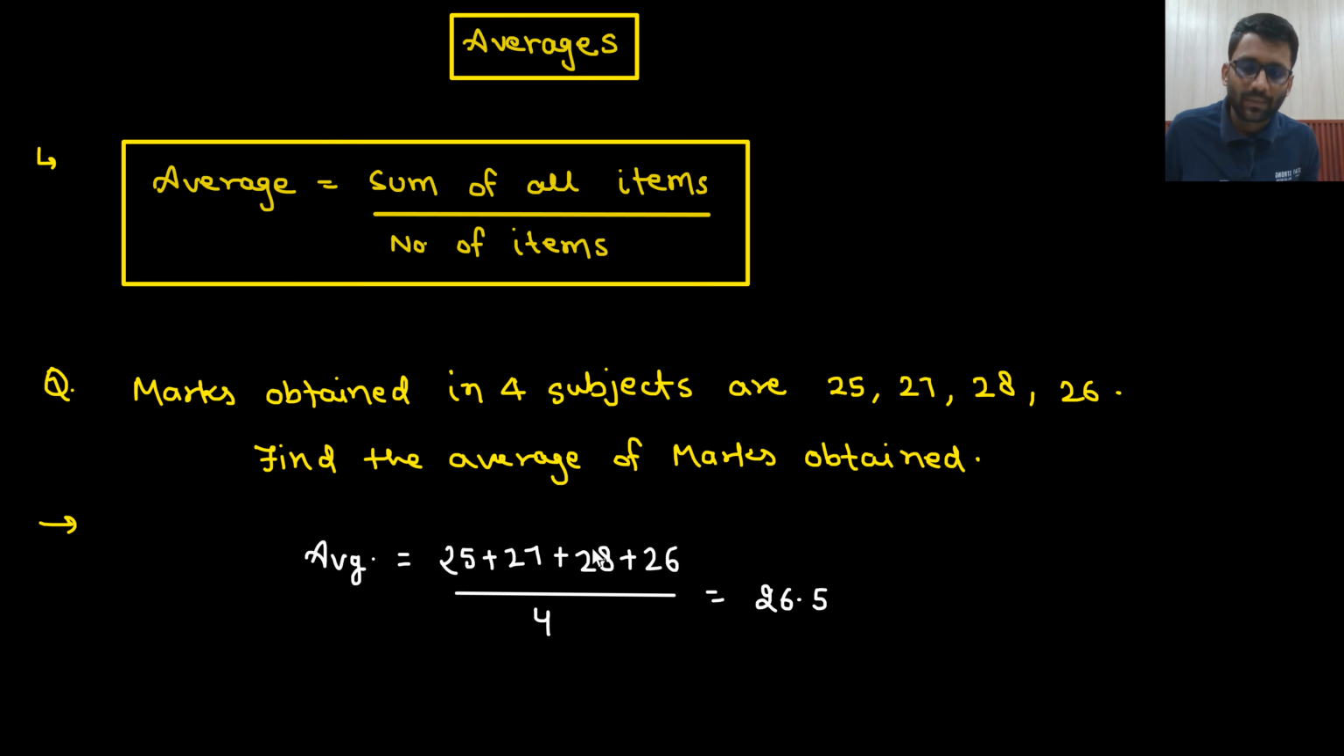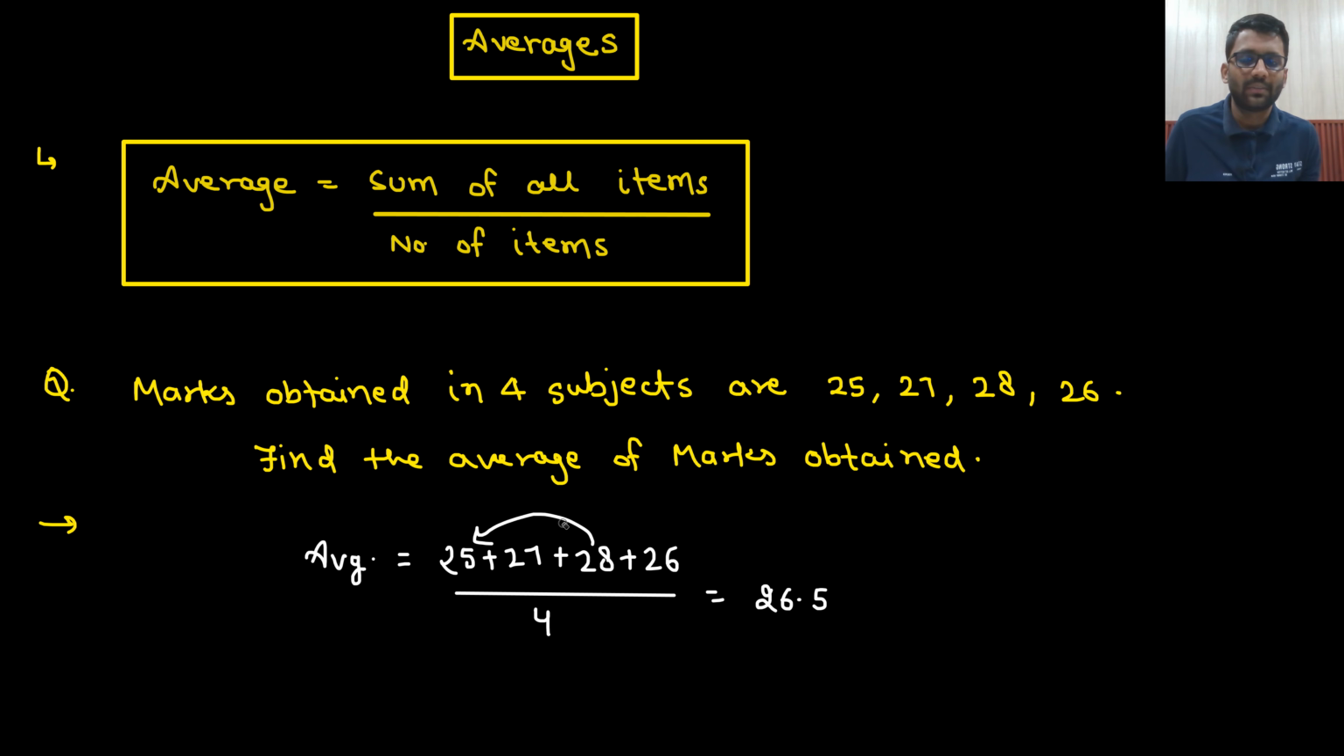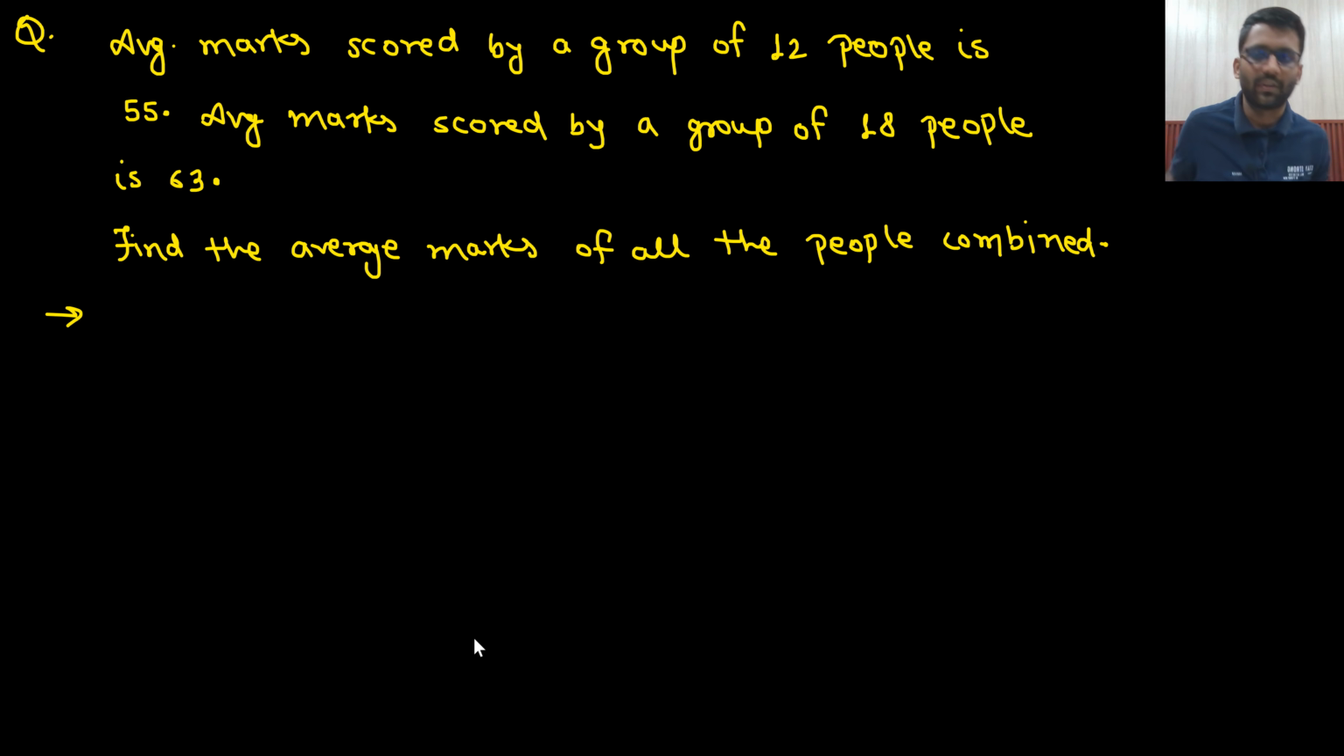How did I do that? I just said that if one goes from here to here, it would be 26 plus 26 plus 27 plus 27. So it is becoming 26 plus 27 into 2 divided by 4. So it is 1 by 2. This will give you 13 and this will give you 13.5. So it would be 26.5. This is how I did it, or you can simply add it up and then divide by 4. Okay, so answer will be 26.5.